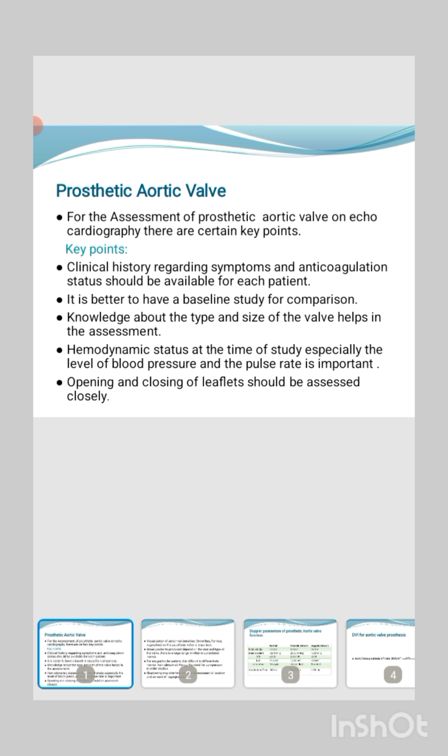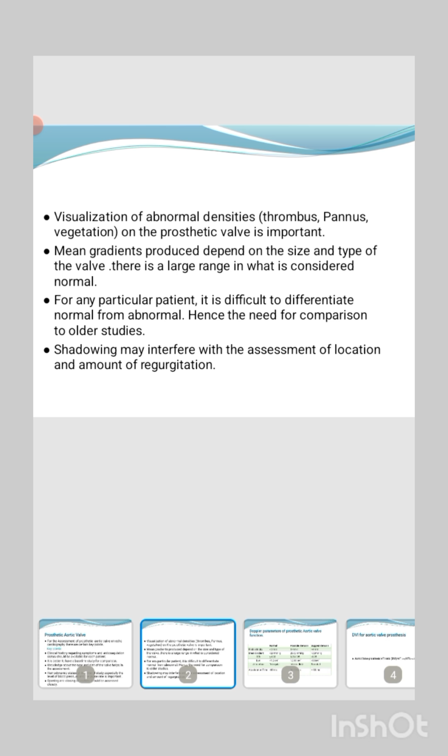Number three, knowledge about the type and size of the valve helps in the assessment. It is very important to know the type and size of the valve. Hemodynamic status at the time of study, especially the level of blood pressure and the pulse rate, is important. Opening and closing of the leaflet should be assessed closely. Visualization of abnormal densities like thrombus, pannus, and vegetations on the prosthetic valve is important.